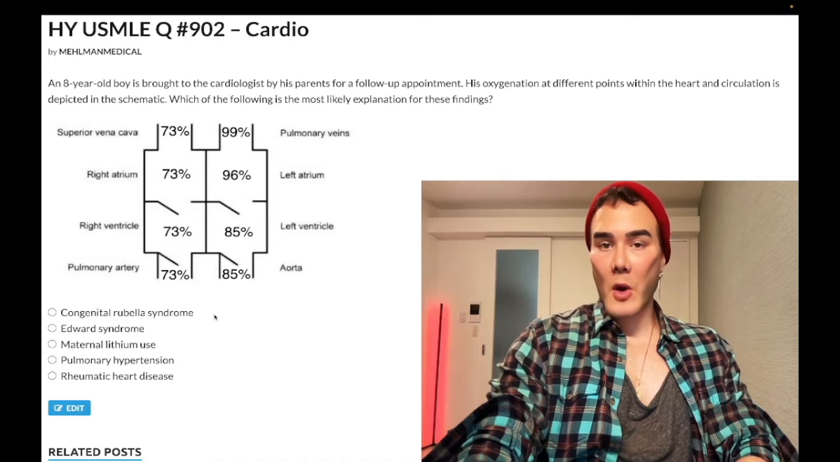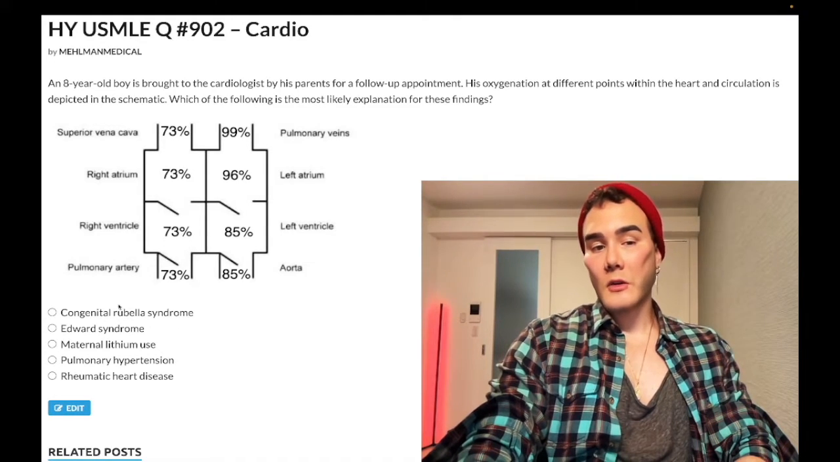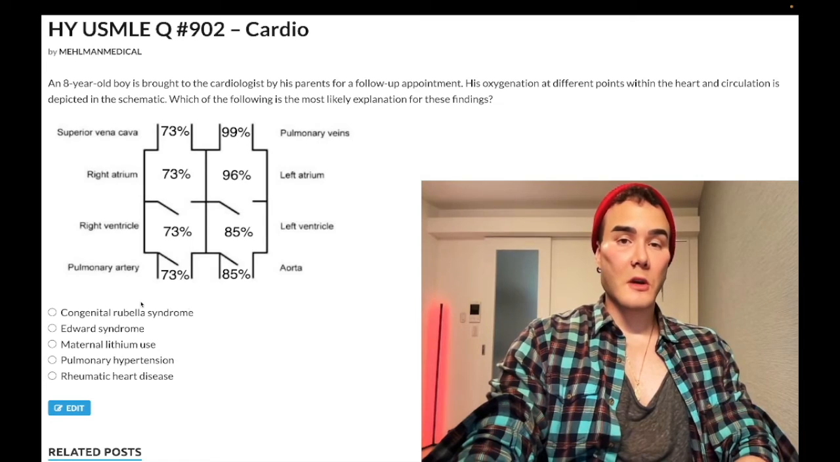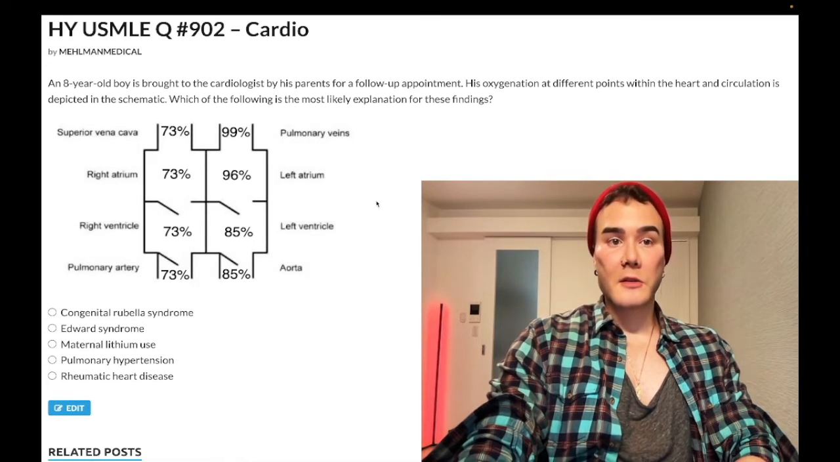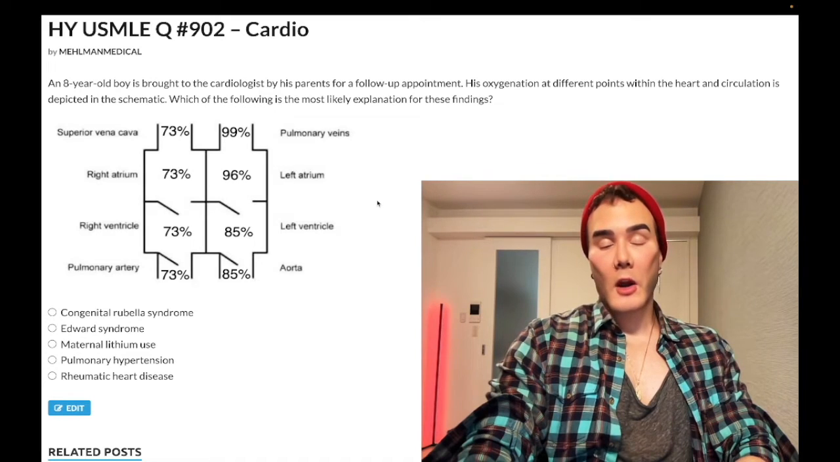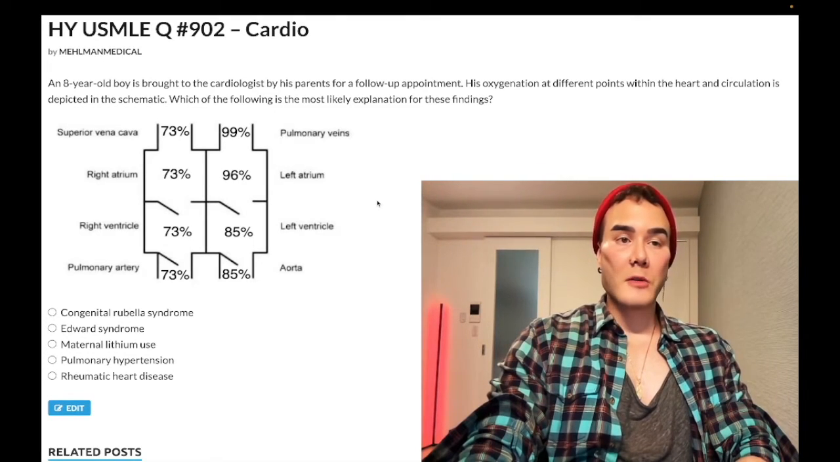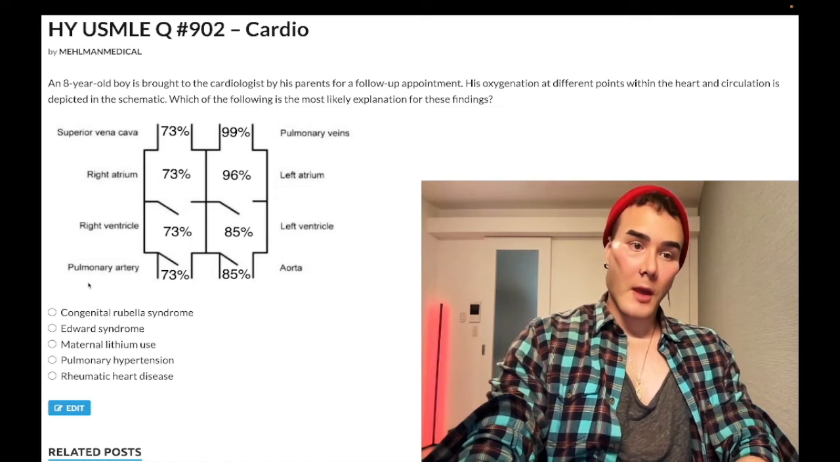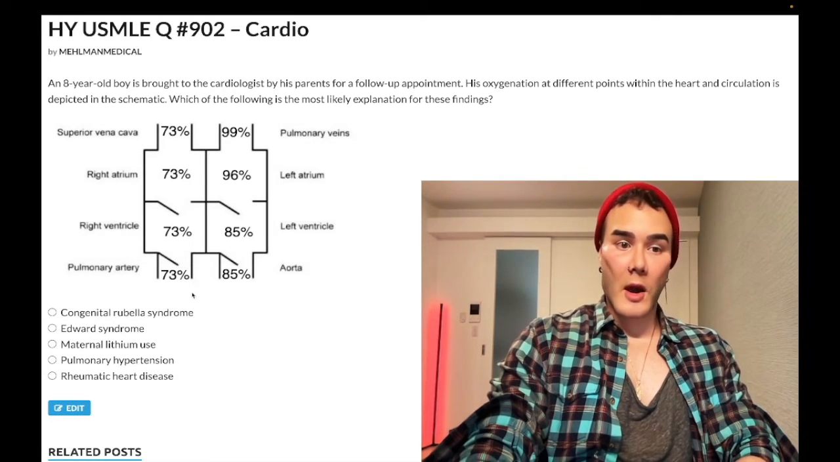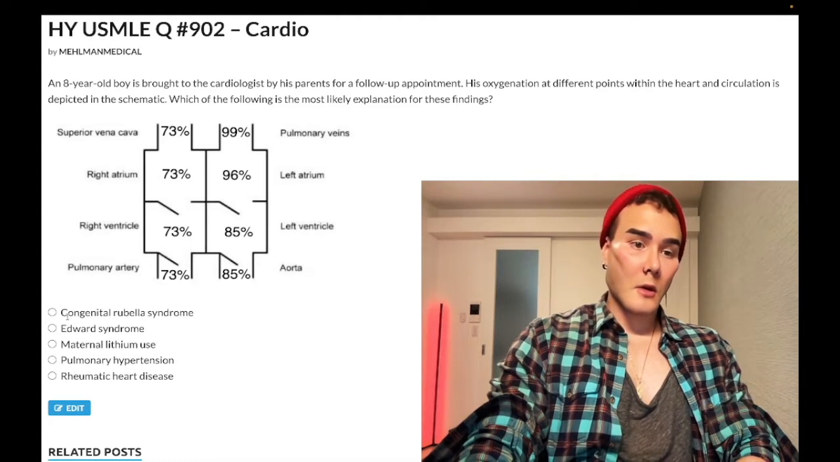Choice A, congenital rubella syndrome, wrong answer. You need to know that this is the highest yield cause of PDA, patent ductus arteriosus, on USMLE. What does a PDA do? It connects the descending aortic arch to the proximal pulmonary trunk. And post-birth, that's going to be a left to right shunt, high pressure to low pressure. So we would have oxygenated blood coming from that descending aortic arch to the proximal pulmonary trunk, which we know is wrong, because if that were the case, we would have a step up in oxygenation between the right ventricle and the pulmonary artery here, which clearly we do not. You need to know that you close a PDA with an indomethacin NSAID, you keep it open with prostaglandin. Wrong answer.